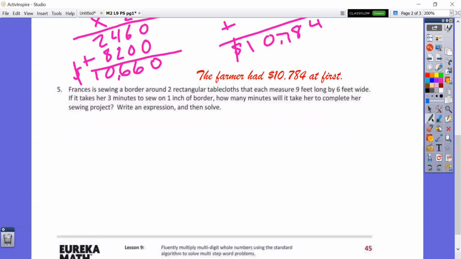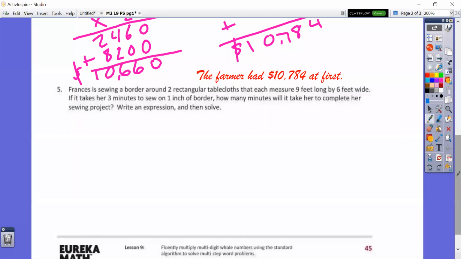All right, so let's read about Francis on question 5. Francis is sewing a border around 2 rectangular tablecloths that measure 9 feet by 6 feet long. So there's 2 of those, okay. If it takes her 3 minutes to sew on a 1-inch border, how many minutes will it take her to complete her sewing project? Write an expression and then solve.